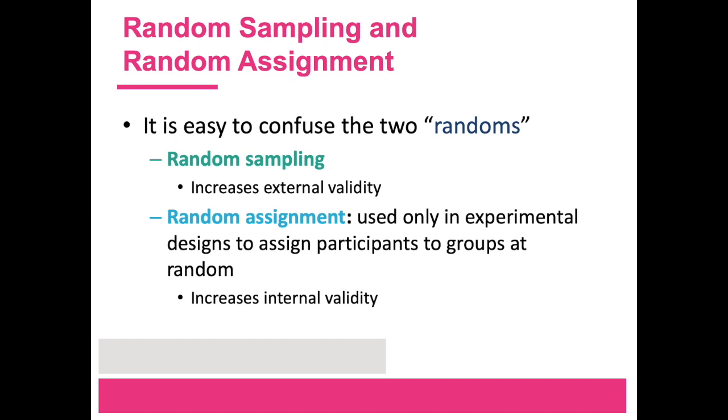Random assignment, on the other hand, is used only in experimental designs to assign participants to groups at random, which increases internal validity. So these 2 can be used together. You can have random sampling to get people into your study, and then you can randomly assign them to groups if you're doing an experiment.